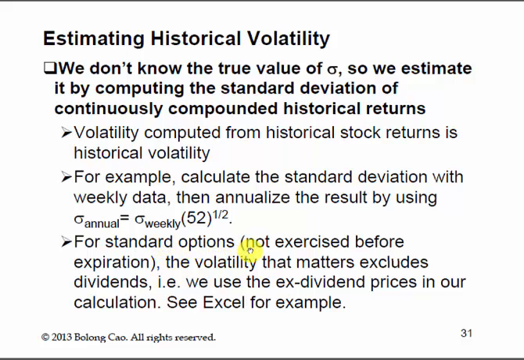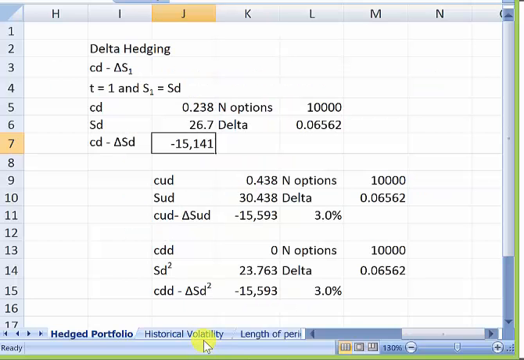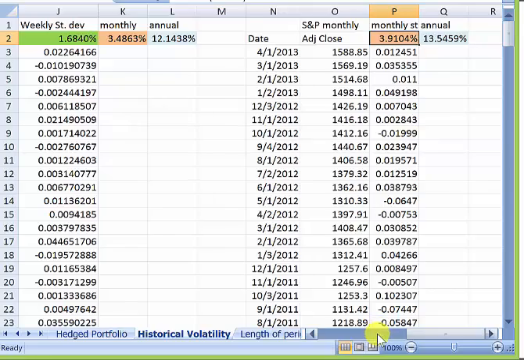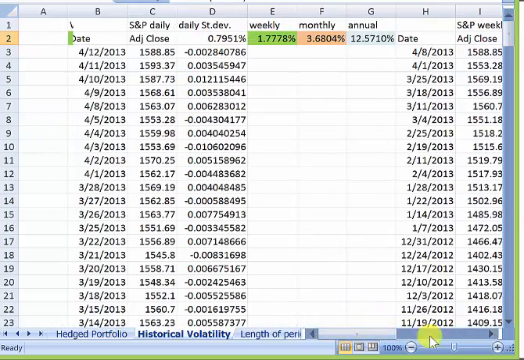For standard options, we are talking about options not exercised before expiration. If you remember, there are several cases of that. The volatility that matters excludes dividends because you won't receive the dividend, so we use the ex-dividend prices in our calculation. And let's look at my Excel calculation here.